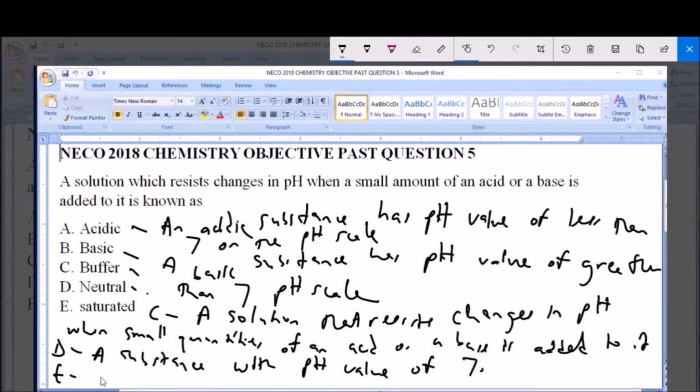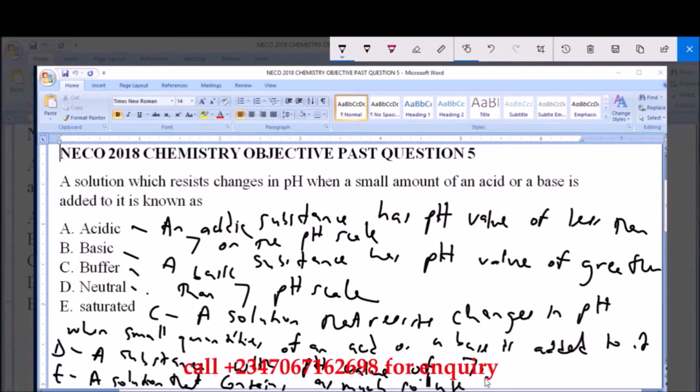And lastly, option E, a saturated solution, is a solution that contains as much solute as can be dissolved by the solvent. So these are the definitions of the 5 options given to us.